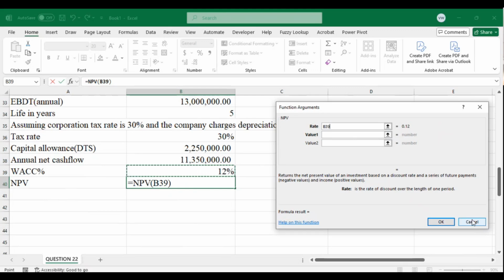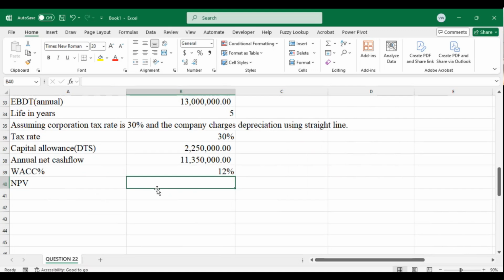So you'll realize that the 11,350,000 is a single value, but it is a value which we are generating every year for 5 years. So to make it easy for us to get this NPV using the values, I cannot reference this single value once. So what I can do, this is what I'll do.